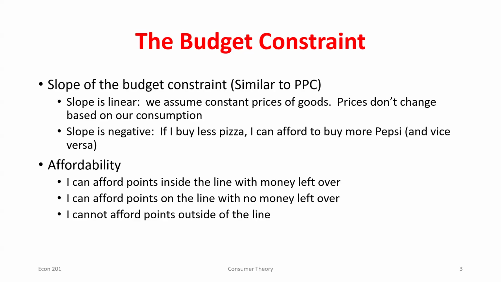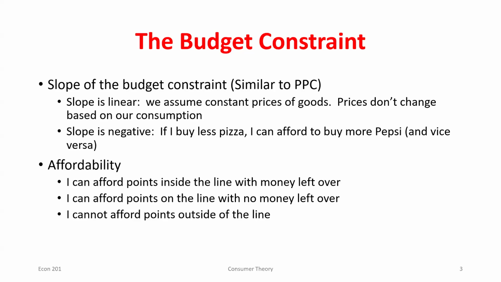So if I'm only buying good Y and I want to start to buy good X, as I start to buy X, I'm spending all my income, right? That's how I found these two extreme points. I was spending all my income on one good. If I want more X, I'm going to have to stop buying some of good Y, right? So we have this negative slope for our budget constraint, and that reflects this trade-off: if I want more of one good, I have to stop buying some of the other, okay?